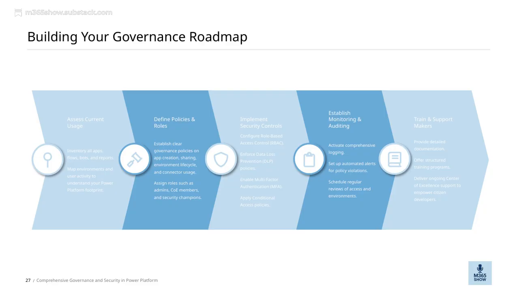Moving on to monitoring and auditing, activating comprehensive logging allows you to track activities across your environment. Setting up automated alerts for policy violations helps you respond quickly to any issues. It's also important to schedule regular reviews of access and environments to keep everything aligned with your governance standards.